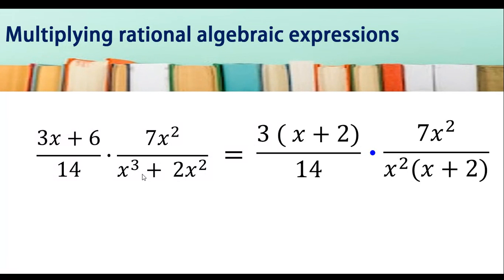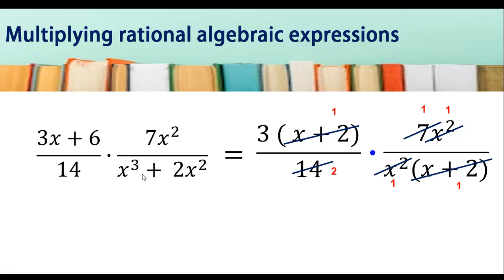And it is very obvious that we can cancel those expressions that are common. For example, we have x plus 2 and x plus 2, so that will become 1. Also, 7 and 14, that will become 1 and 2. Lastly, we have x squared and x squared, that will become 1 also.